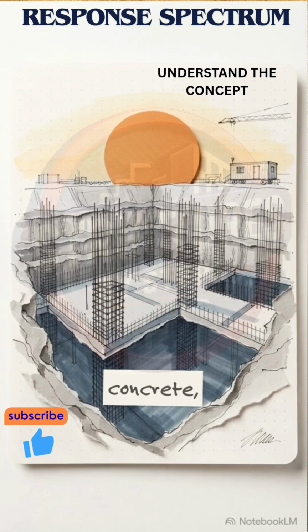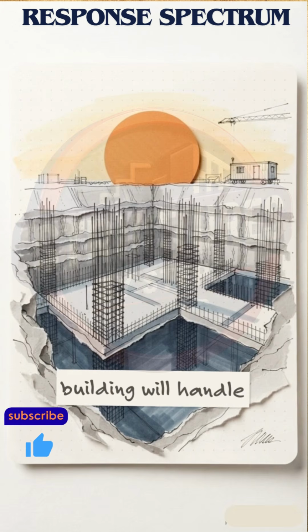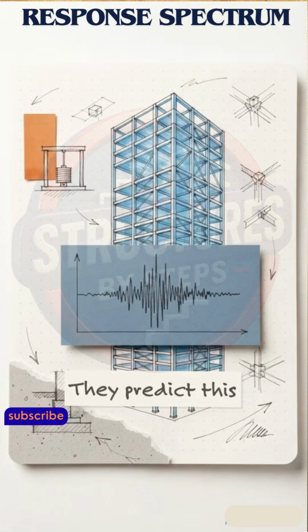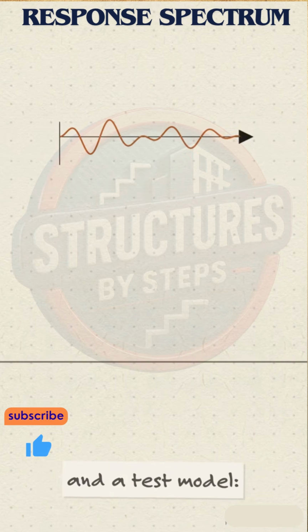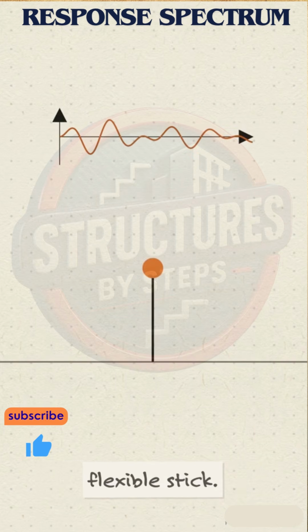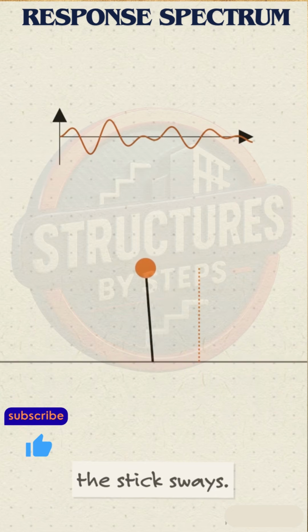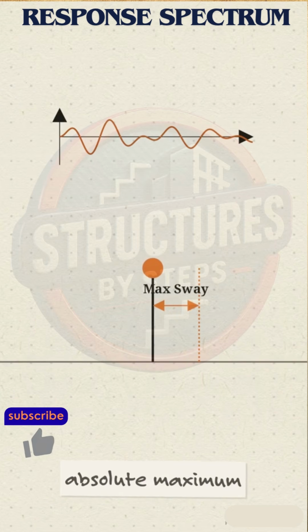Before pouring concrete, engineers must know exactly how a building will handle an earthquake. They predict this using a graph called the response spectrum. It starts with a recorded earthquake and a test model, a ball on a flexible stick. As the ground shakes, the stick sways. We track it, capturing only its absolute maximum displacement.